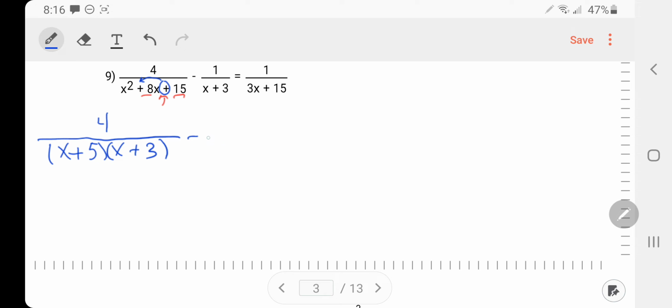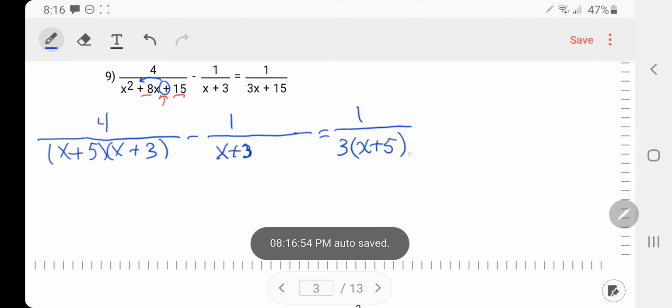Minus x plus 3. That's not going to factor, but I'm going to leave some room here because I know I'm going to need to add to it. And then we're going to have 1 over 3x plus 15. I noticed that there's a common factor of 3 that I'm going to factor out, which will leave me 3 times x plus 5.